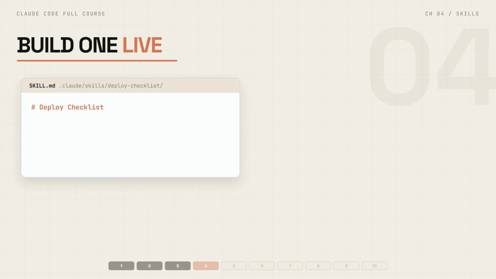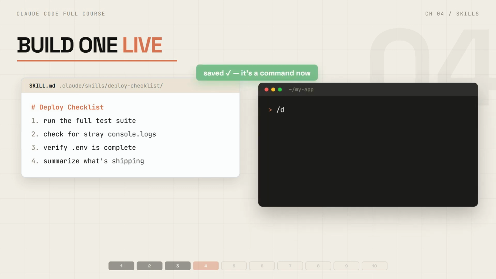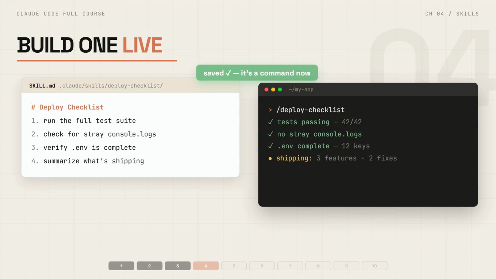A deploy checklist. Run the tests, check for stray console logs, verify the env file, then summarize what's shipping. Save it and /deploy-checklist is now a command. Watch, /, and Claude runs the whole ritual.